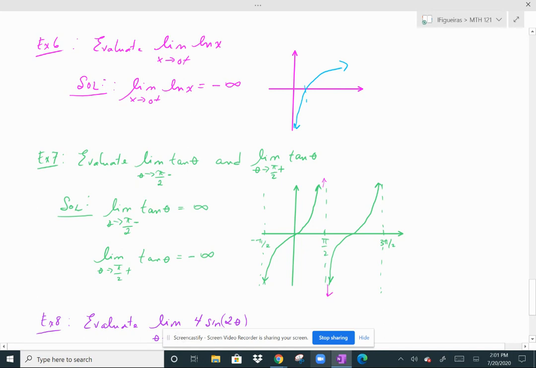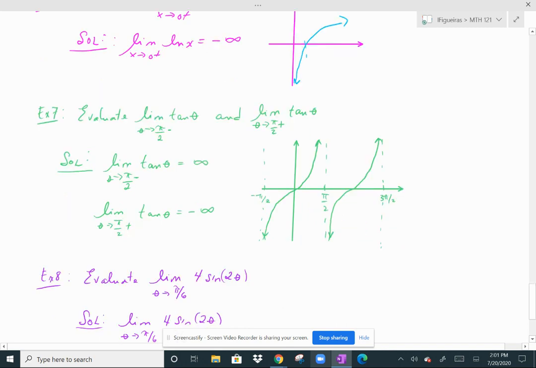So on the left side, you can see that your function is going towards infinity, but on the right side of pi over 2, it is going towards negative infinity. So it's again another example of a limit that does not exist, but again, knowing the behavior helps us understand the graph.